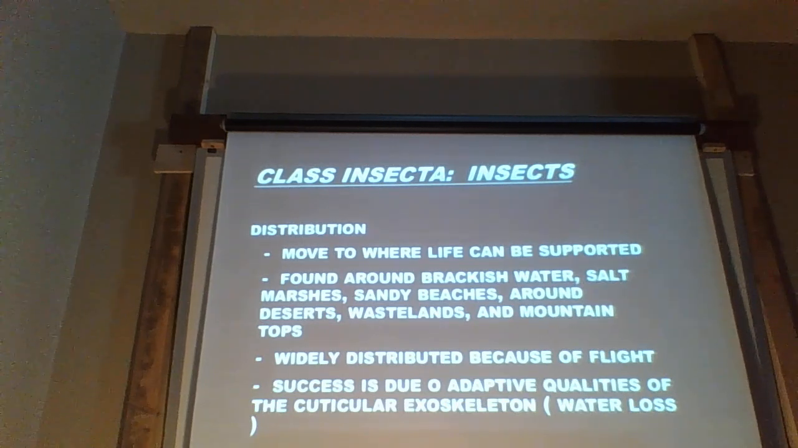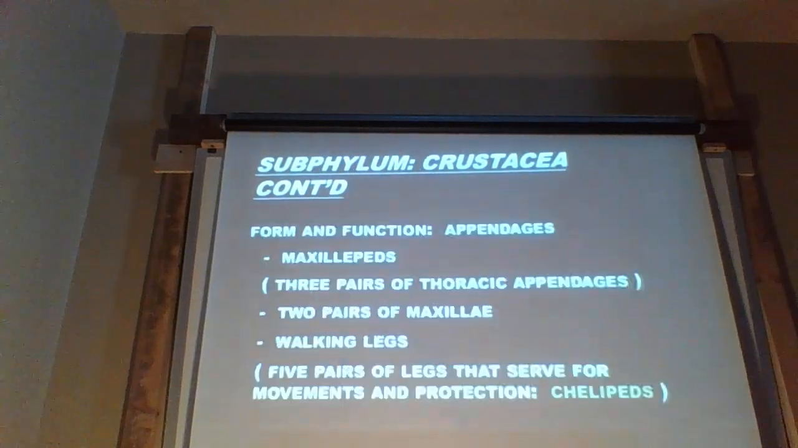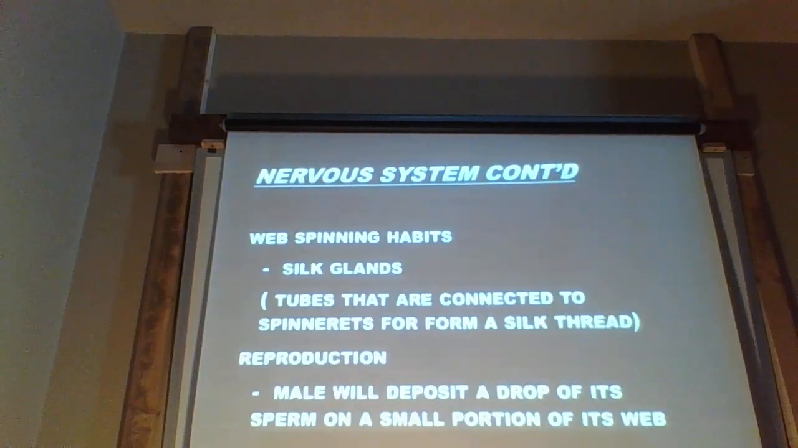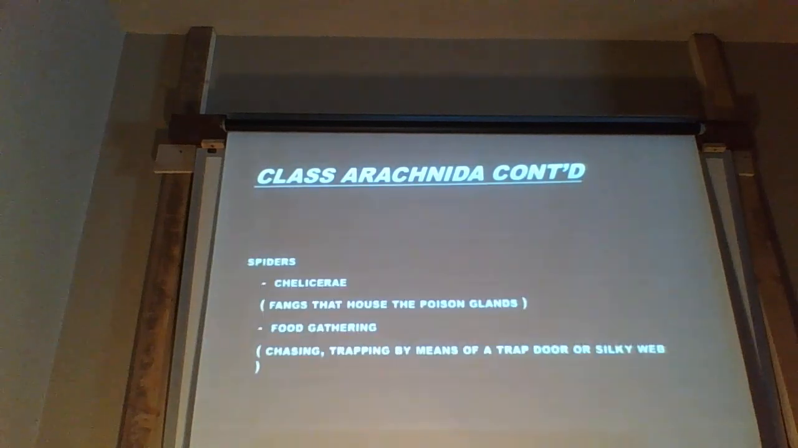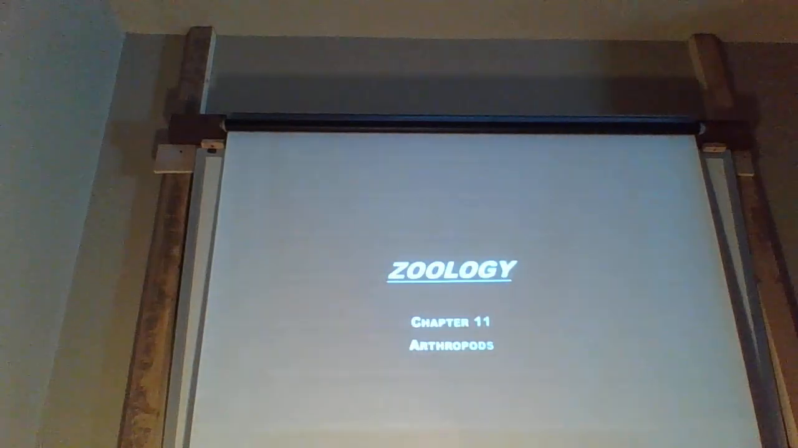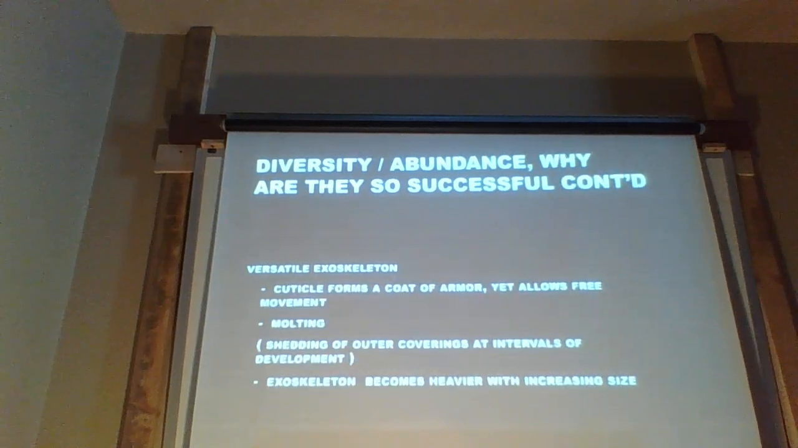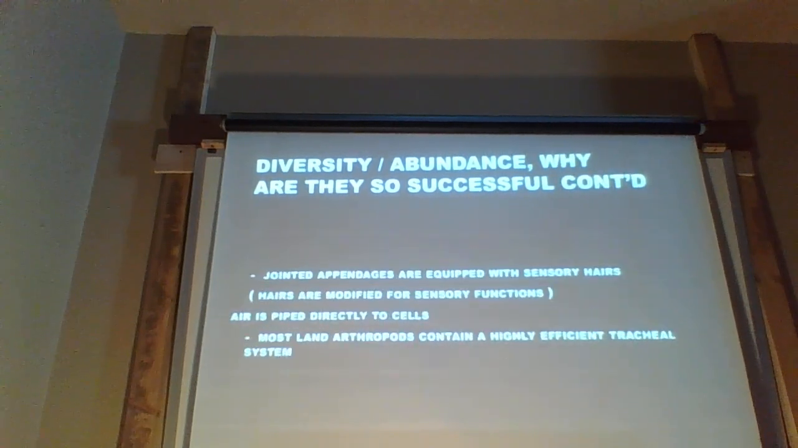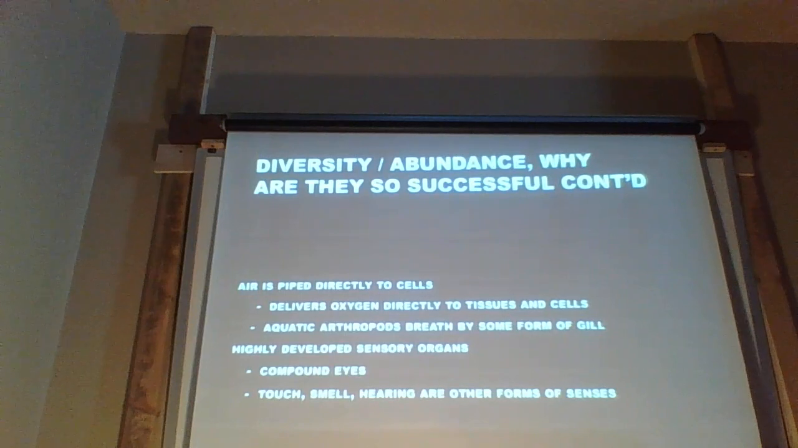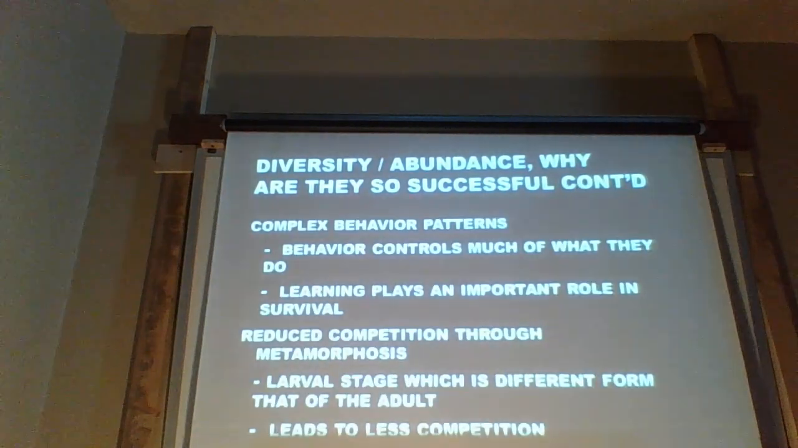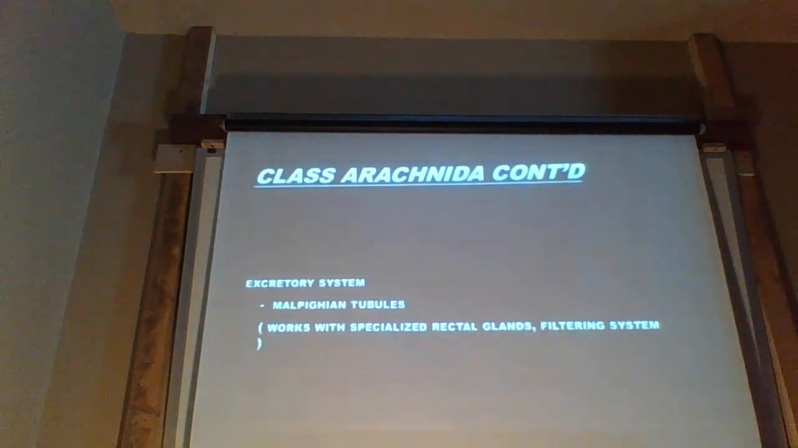Well, we can take a peek quick. Okay, we're on slide 31, so we're almost done. Let's see here. We're going to go quite a ways. The exoskeleton we talked about. They've got the jointed appendages, and the air is piped directly to their cells. Yes, they do have highly developed sensory organs, complex behavior patterns, and then they actually go through metamorphosis. So those were the 6.